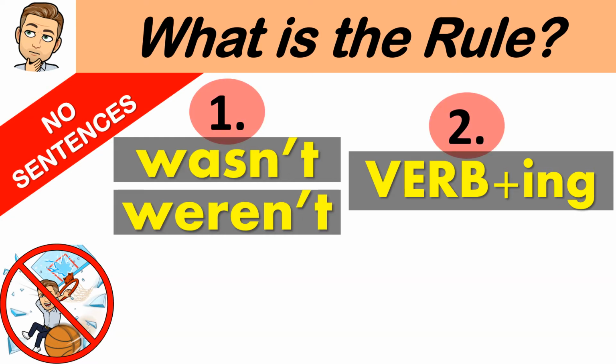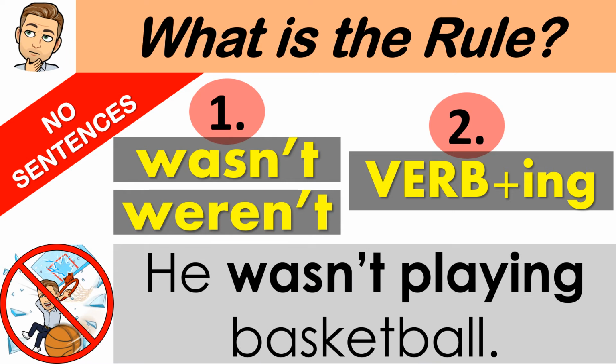Now, if it's a no sentence, we just take was and were and turn it into negatives. So was becomes wasn't and were becomes weren't. And we're still adding ing to the verb. So if it's a no sentence, it would look like something like this. He wasn't playing basketball.